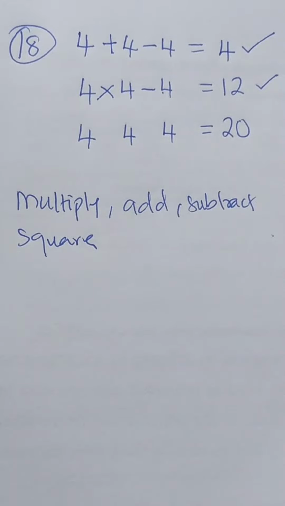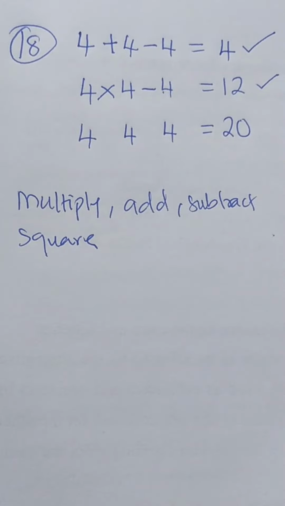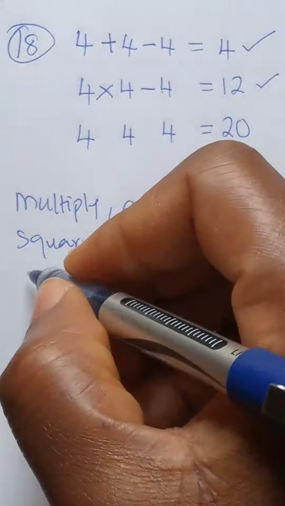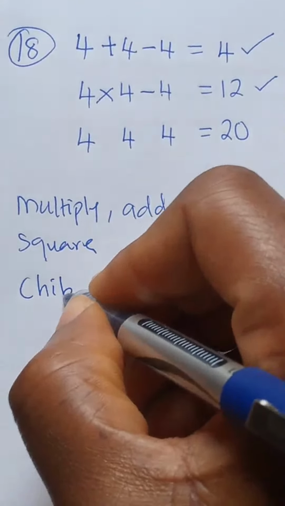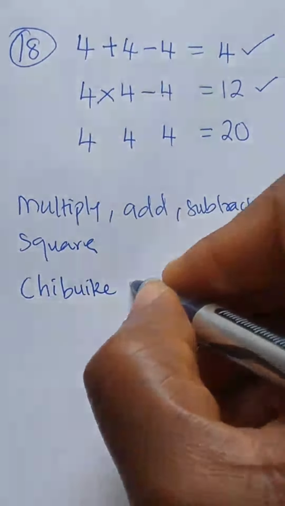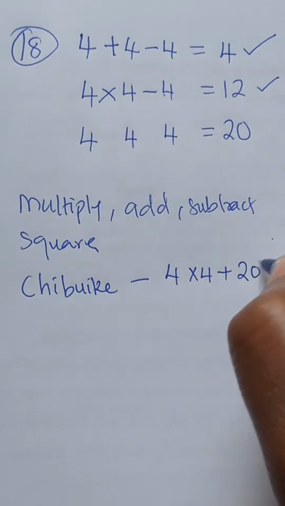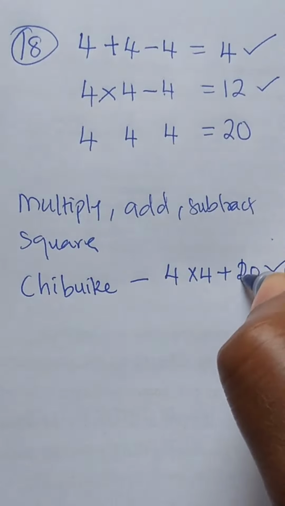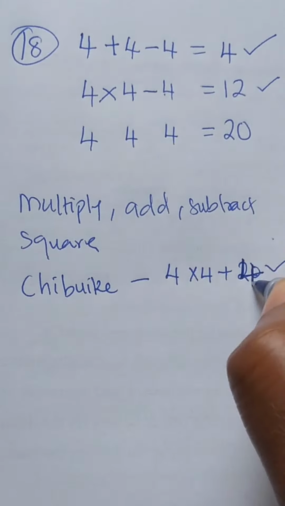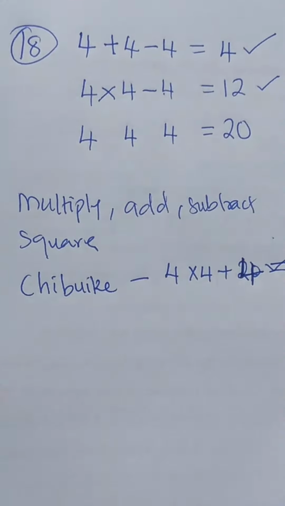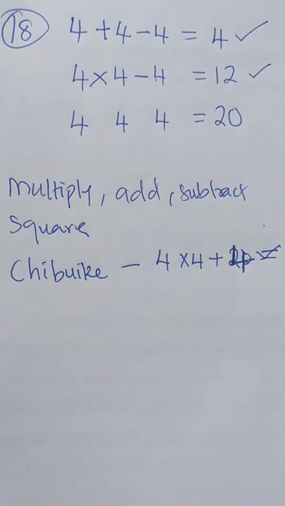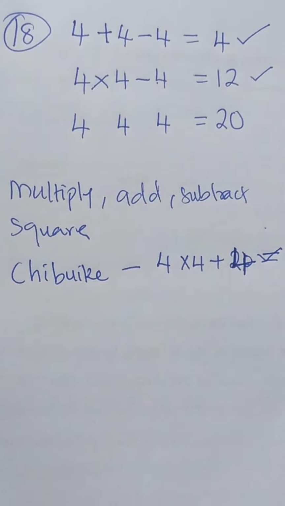Oh wow, Chibike, you're amazing. Chibike, this is nice. I gave you all the hints. Chibike says 4 times 4 plus 4 is 20. So Chibike is correct. Okay, so you need more answers. There's another operation you can still apply and you still get something different. Trust me.